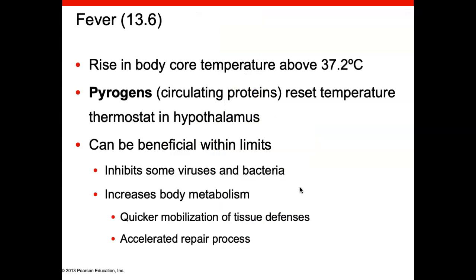Fever is a rise in the body core temperature above 37 degrees. Pyrogens, which are circulating proteins, reset the temperature thermostat in our hypothalamus. This can be beneficial within limits. First of all, the higher temperature inhibits some viruses and bacteria. Also, it increases body metabolism and quicker mobilization of tissue defenses and a faster repair process.